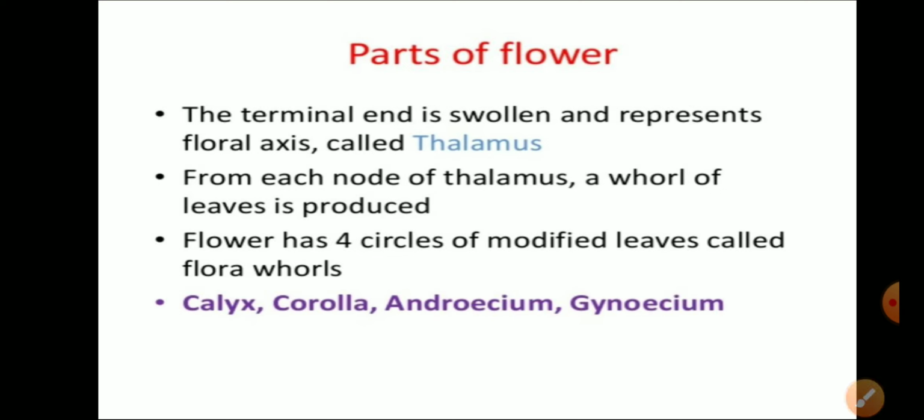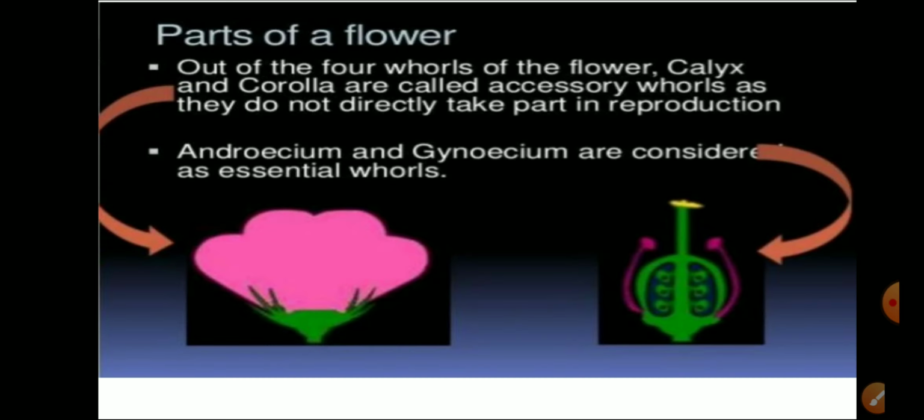Now here we have the parts, the various whorls of a flower. The terminal swollen part of the flower is the thalamus. From each thalamus there is a whorl of leaves, and we have the four circles of modified leaves: calyx, corolla, androecium and gynoecium. Here we have the parts of a flower.